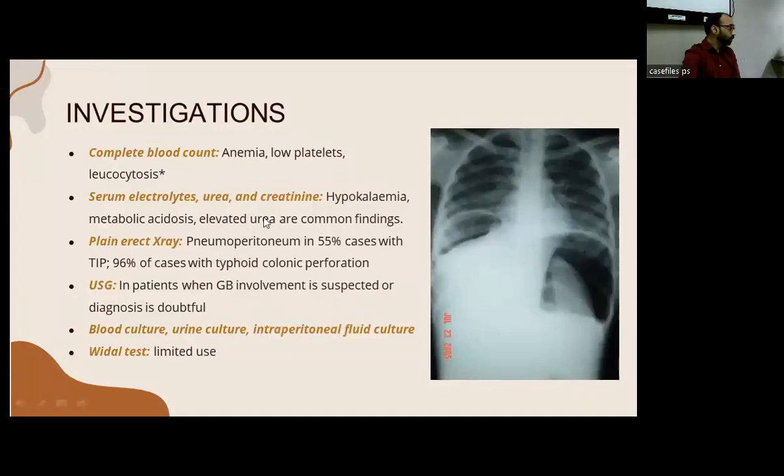Coming to imaging, pneumoperitoneum, it is important to remember, is seen only in 55% of cases with ileal perforation, but it is more commonly seen in a case of typhoid colonic perforation, which is actually rare. But in that case, pneumoperitoneum is seen in almost 96% of cases. Ultrasound is used to look for gallbladder involvement, and if the diagnosis is doubtful, biopsy is helpful in those cases. Other tests like blood culture, urine culture, and peritoneal fluid culture are to be done, but the Vidal test here has limited role.